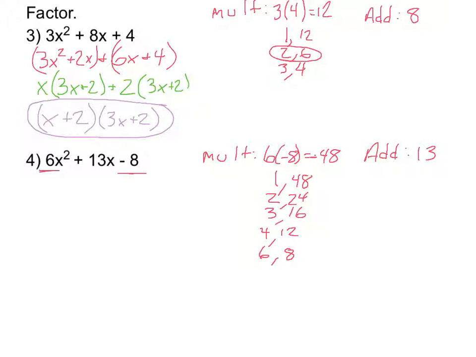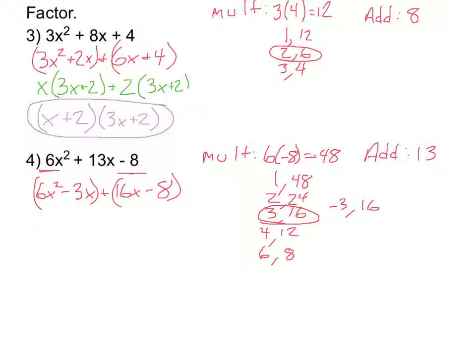Between these options, because we have to multiply to a negative, one has to be positive, one has to be negative. So if we were to do a plus minus here, which ones of these, well, they're going to be opposite signs, so we can subtract. Which one's going to get me 13? Well, here it is, 3 and 16. We'll need a negative 3 and a positive 16. So let's write that out. 6x squared still, but now we'll do a minus 3x plus 16x minus 8. I'll group these together.